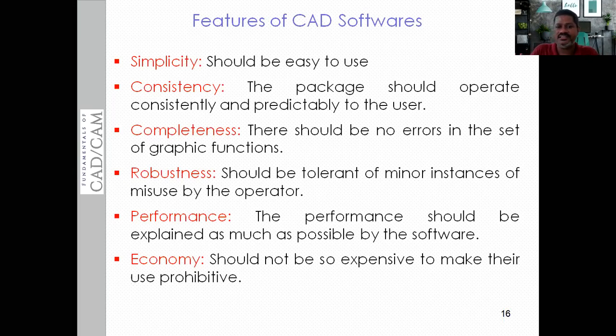Then it must have completeness, so there should be no errors in the set of graphic functions. It must have robustness, it should be very rugged to use. Performance should be high. Then it must be economical to use, that means it must be affordable to purchase. That is called economy. So it must have simplicity, consistency, completeness, robustness, performance, and it must be economical to purchase. These are all the features of CAD softwares.